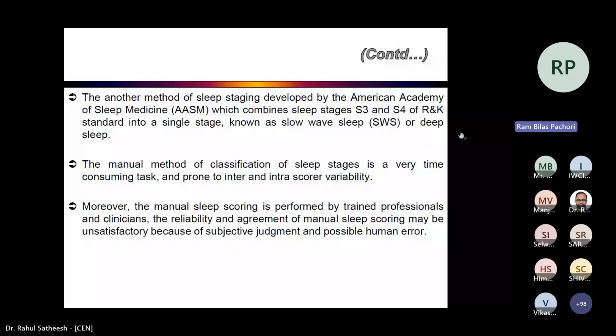And the manual method for scoring sleep stages is a very time consuming task, because there are 6 stages in the R&K standard and 5 stages in the American Academy of Sleep Medicine standard. They are highly correlated, and the scoring is prone to inter- and intra-scorer variability. So due to that reason, there is a lot of motivation for classification of the sleep stages using EEG signals and signal processing and machine learning techniques. Next slide, please.